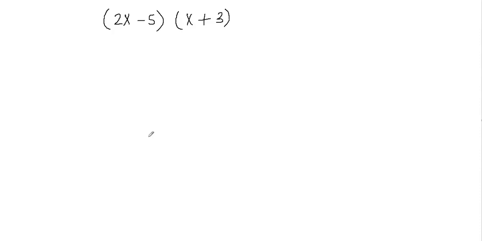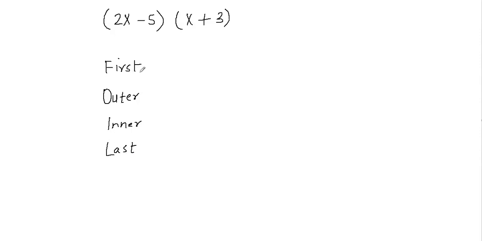Hi, in this video we'll learn how to multiply two binomials. Now there are a couple of ways to multiply the binomials, but in this video we'll learn how to multiply them using the FOIL method. FOIL is F-O-I-L, where F represents the first terms, O represents the outer terms, I represents the inner terms, and L represents the last terms.